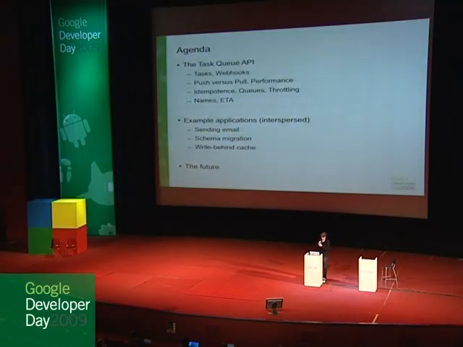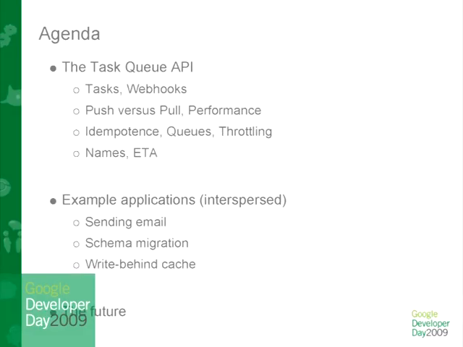Okay, so the agenda is that we're going to talk about the Task Queue API, what it is, the idea of tasks and webhooks. We're going to compare push versus pull and the performance of these approaches. We're going to talk a little bit about idempotence and how queues are used and how throttling can be used. We'll also talk about names, task names, and estimated time of arrival.